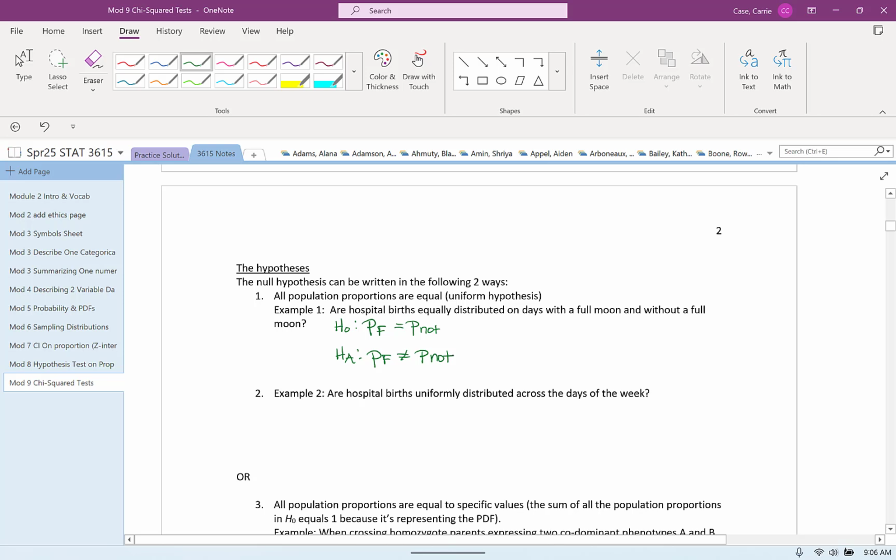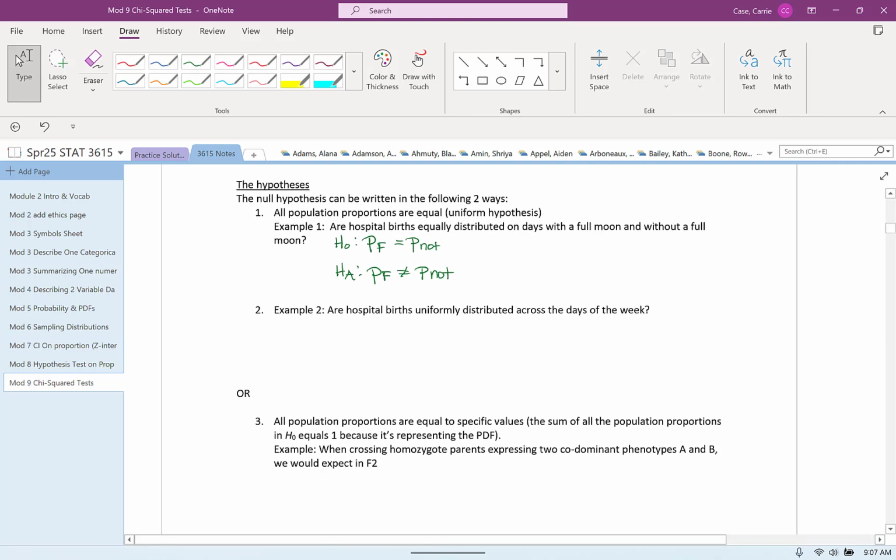So we don't do greater thans or less thans here, we just do not equal tos for this test. Example 2 has more than two proportions as the possible answers. Are hospital births uniformly distributed across the days of the week? So the null hypothesis is like the Skittles example.